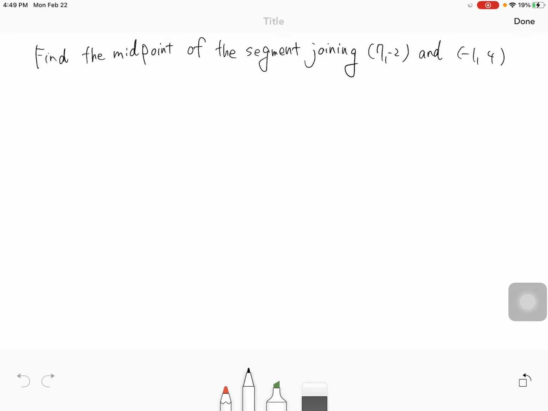Today I am here to explain about this question. Find the midpoint of the segment joining (7, -2) and (-1, 4).